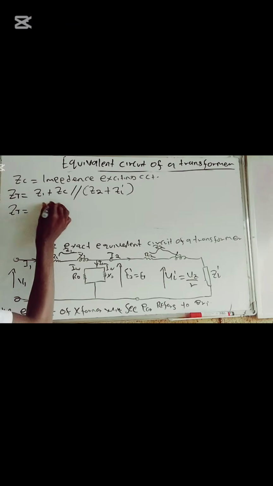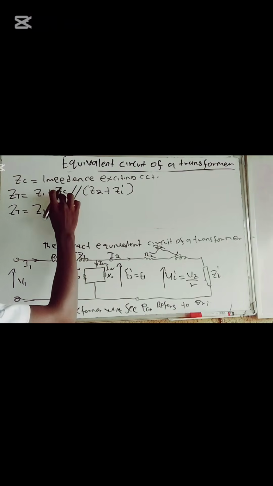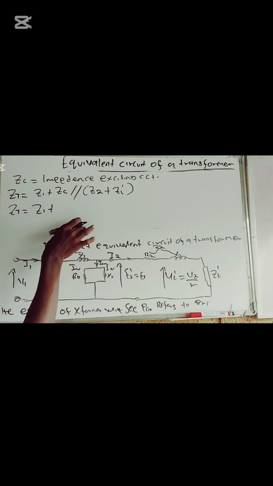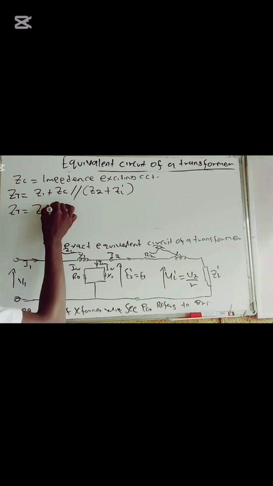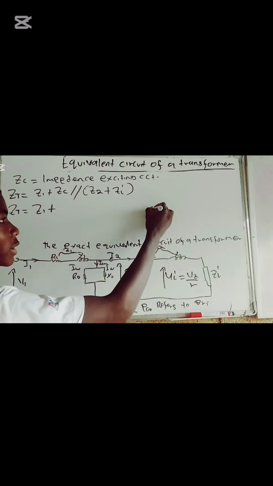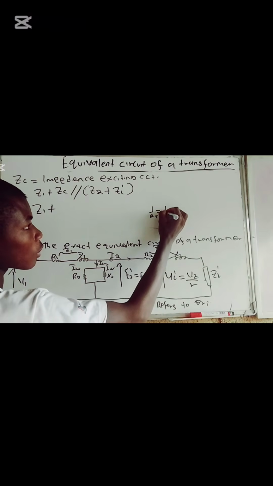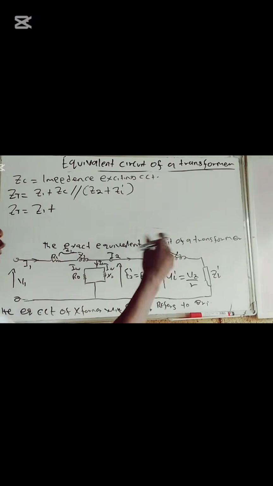So the ZT should now be equal to Z1 plus this. This and this are in parallel. So I have to what? I have to multiply them and what? Divide it by addition. So therefore, according to the parallel resistance, 1 over R total is equal to 1 over R1, 1 over R2, up to 1 over Rn.